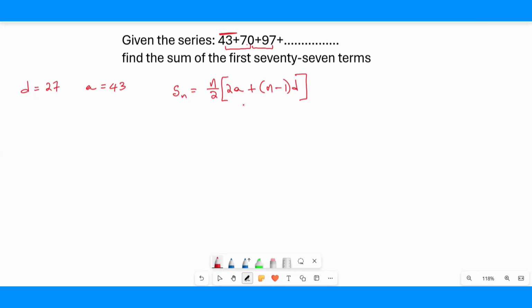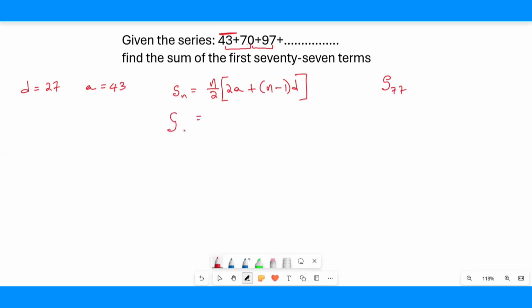So basically, this is the formula that we could substitute n, a and d into in order to find the sum of the 77th term. So the thing is, we're going after term 77. In other words, we're trying to find the sum up to the term 77. So basically, we're just going to substitute.